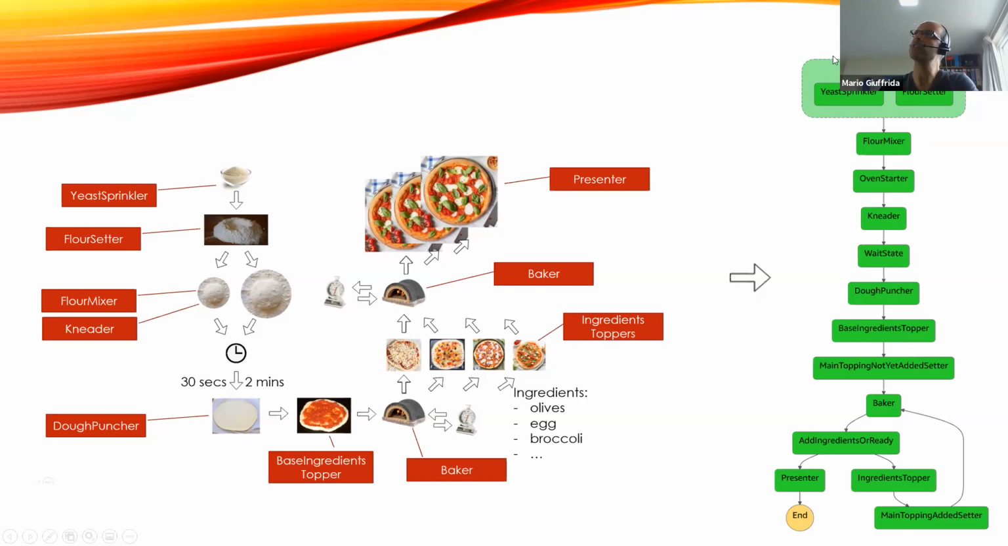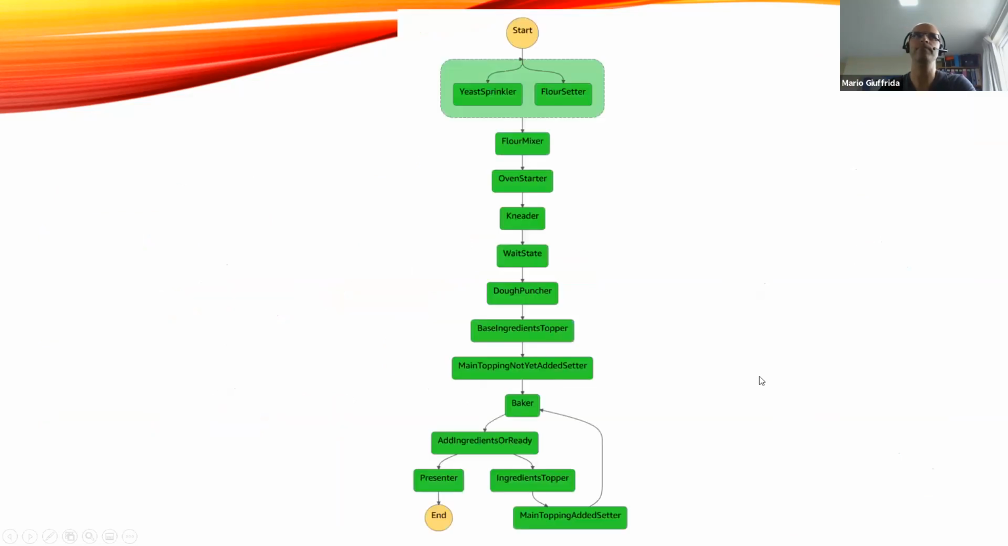And also we can notice that we have the possibility to define a parallel execution. So the yeast sprinkler and the flour setter can happen at the same time. Another thing that I want to bring to your attention is that here we have a loop. So we go to the baker, then we have a multi-choice state, and then we go back to the baker here. But let's go into more detail, and now let's try to dissect this sample step function.